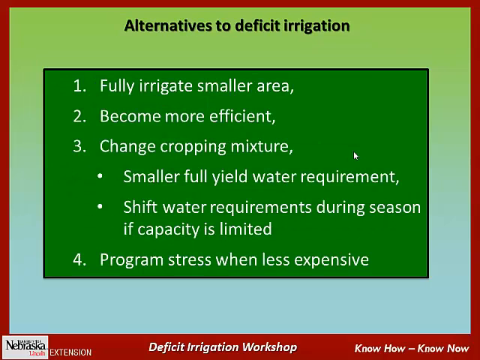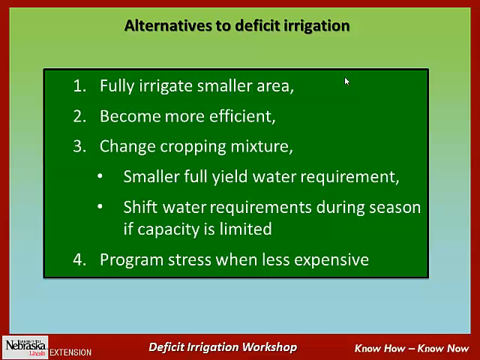I'm going to look at some of the alternatives. Instead of deficit irrigating, let's look at some of the alternatives we might go through that would mitigate some of the impact of water shortage. Some of the decisions you have to make, or the comparisons you have to look at, is do I fully irrigate? If I have a 130-acre pivot, do I try to fully irrigate a smaller part of that pivot? Maybe 100 acres and I'll leave 30 dry land or something out there. That's a choice you make. One choice you might look at is becoming more efficient.